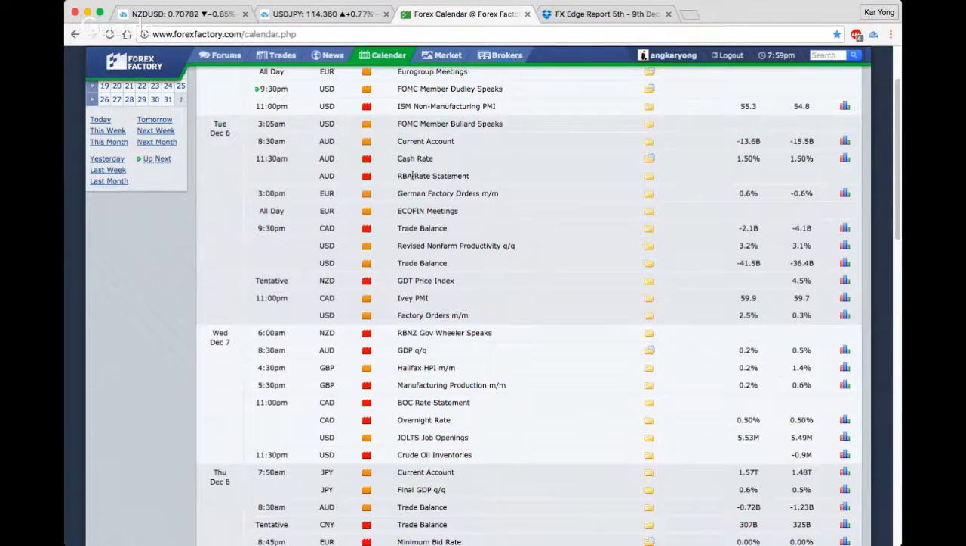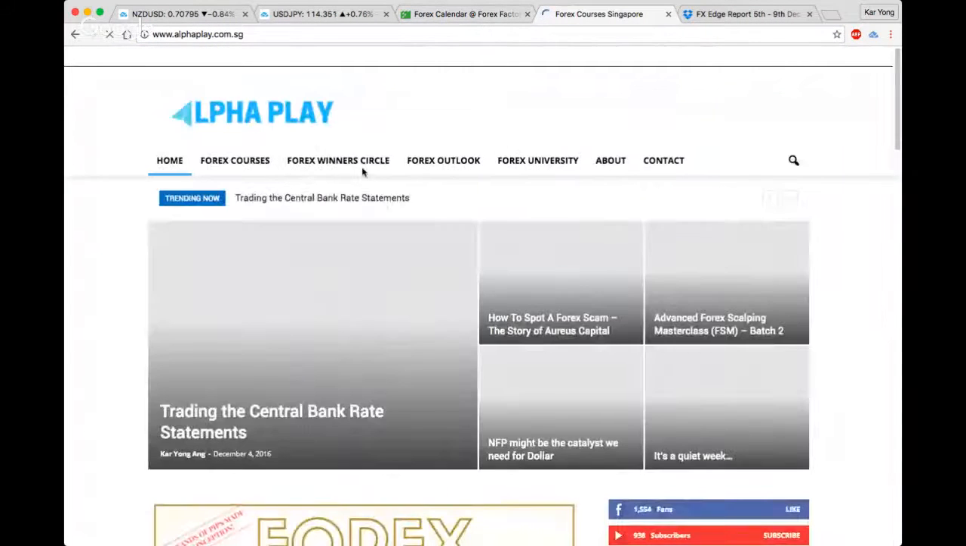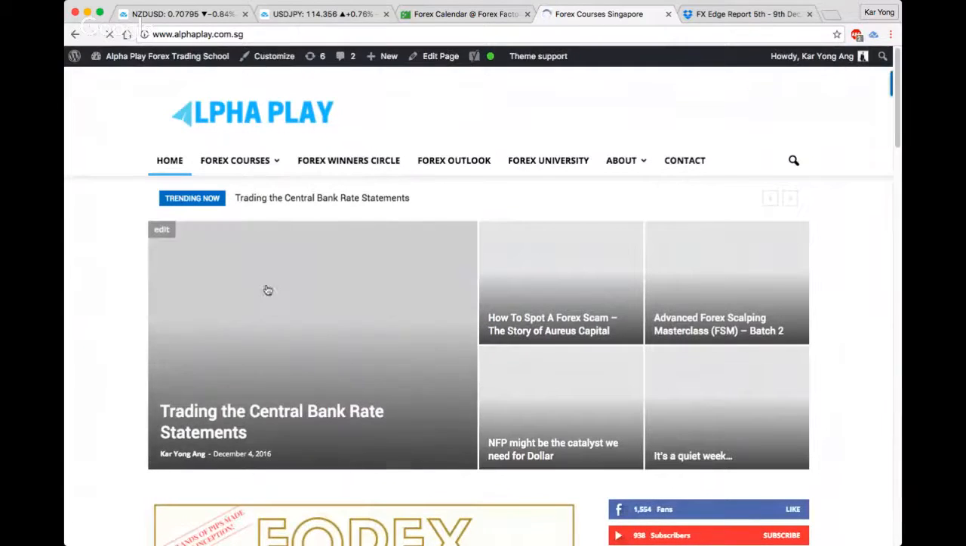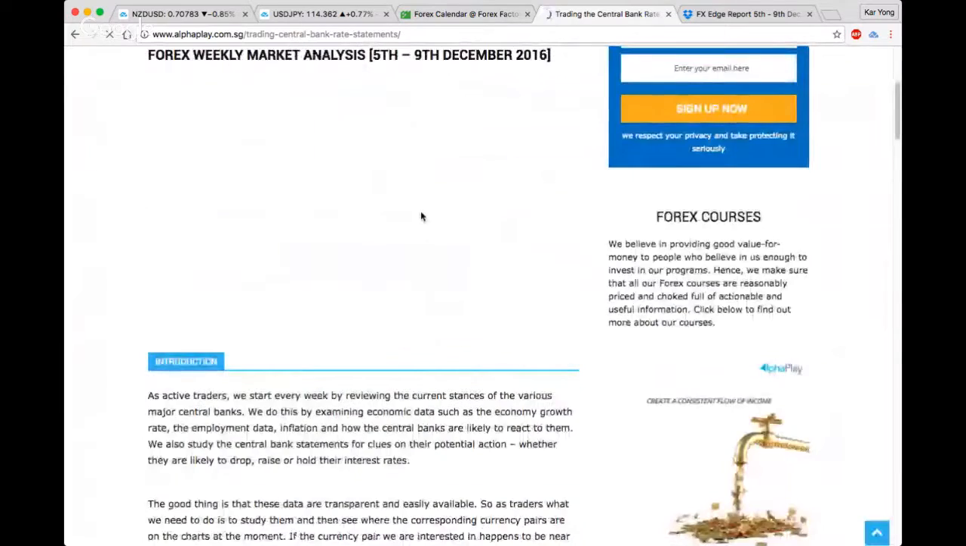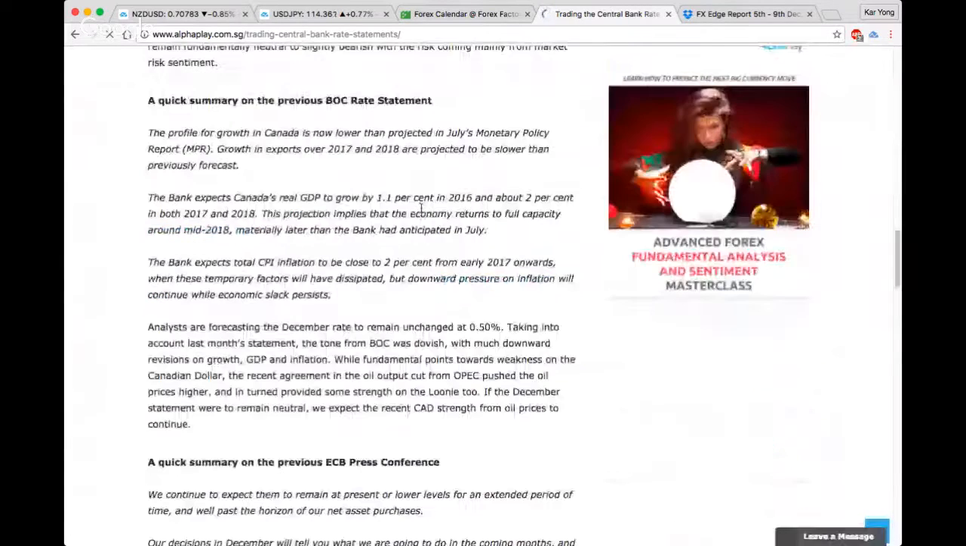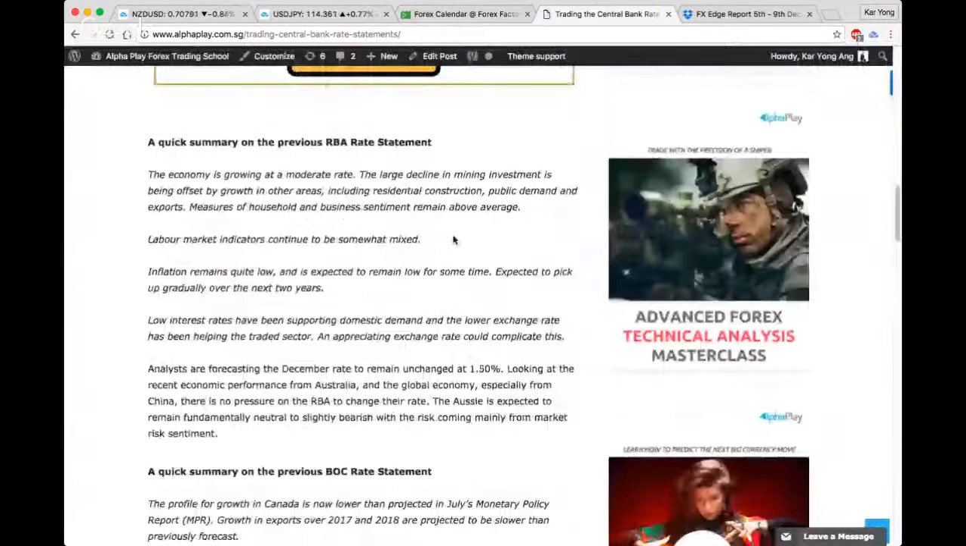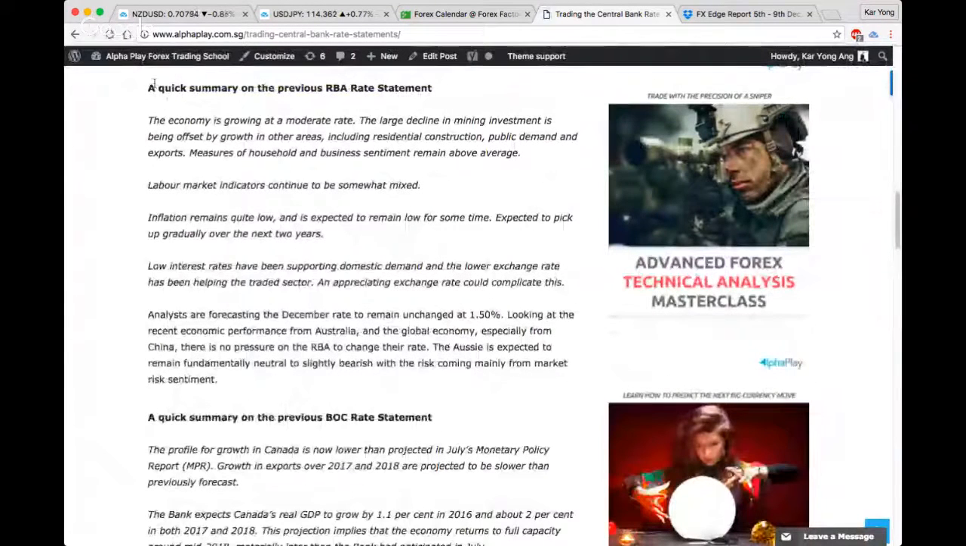If you haven't been following the past month's RBA rate statement, it would be best if you go and read it up as well. What we did for this particular week is we summarized it on our website, on the blog page. So I'll just quickly pull it up to show you, under the recent blog. It's important for you guys to also take note of what the central bank's monetary policy statements are saying. Here we did a quick summary on the previous RBA statement.